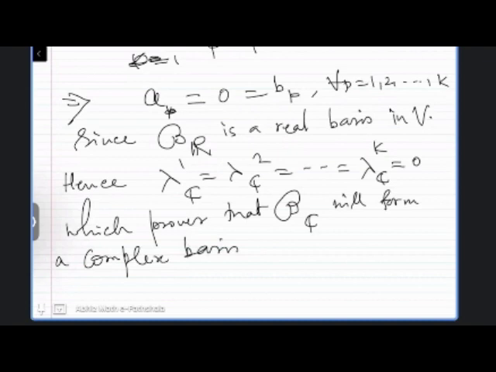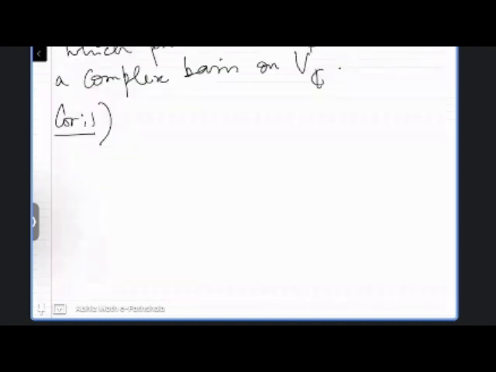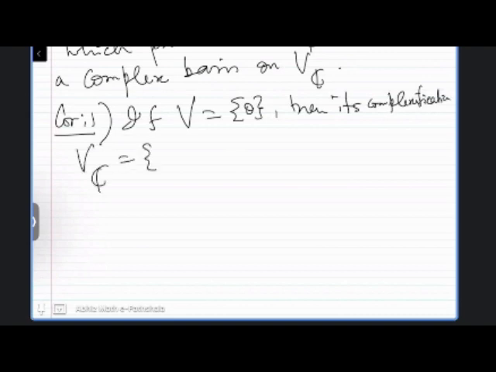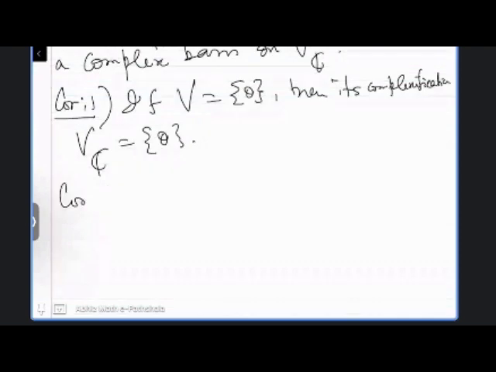So one might have these corollaries. The corollary one will be, suppose you take any zero vector space, right? Only it will be claiming the zero vector. Then what will be its complexification? Its complexification will also be zero. Right? So if V is a zero vector space, then its complexification is also zero. So there is no other choice.